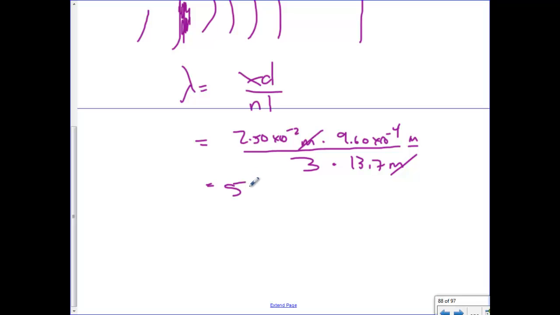So I got 5.84 times 10 to the minus 7 meters. You guys get that? We probably wouldn't write it like that though. Probably would write it like this: 584 nanometers. It's probably the best way of writing it.